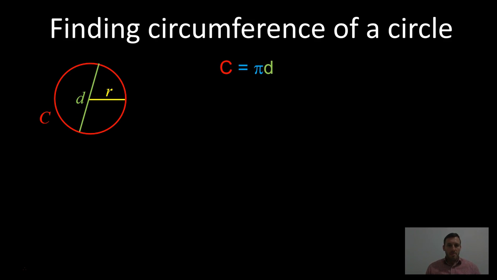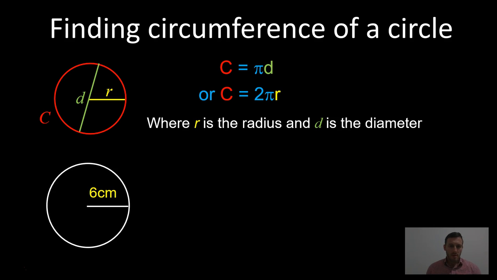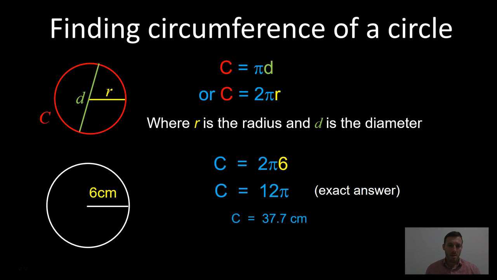Let's find the circumference of a circle. We know that circumference is equal to pi d. This can also be written as 2 pi r, because the radius is half the length of the diameter. So if we're given a circle with a radius of 6 centimeters, we write our formula, input our known value, and solve. In this case, the exact answer is 12 pi. So the circumference of this circle exactly is 12 pi. If we approximate it to 1 decimal place, it's 37.7 centimeters.